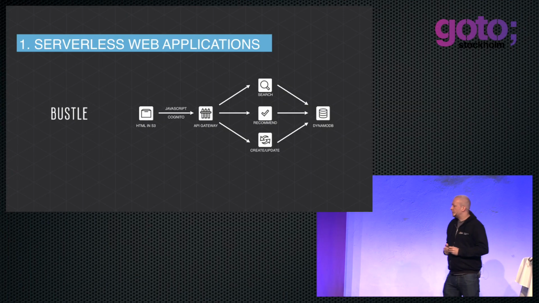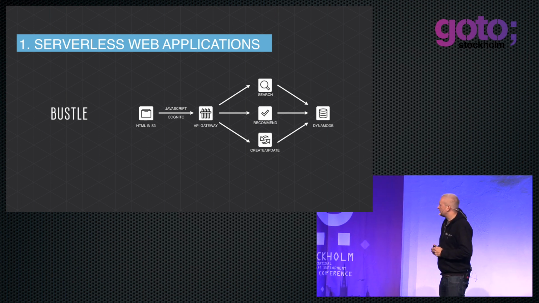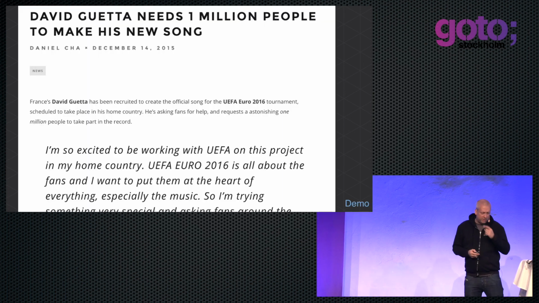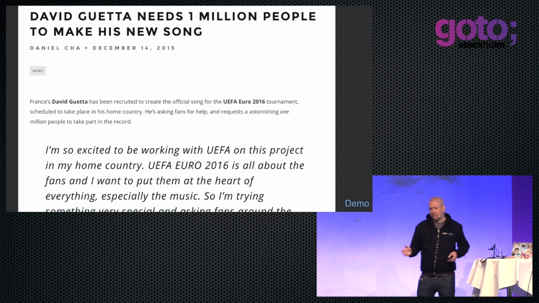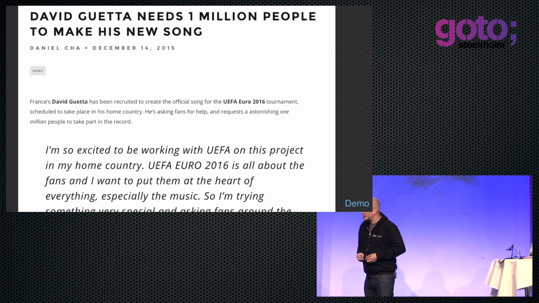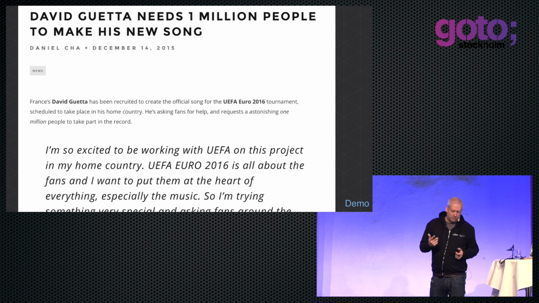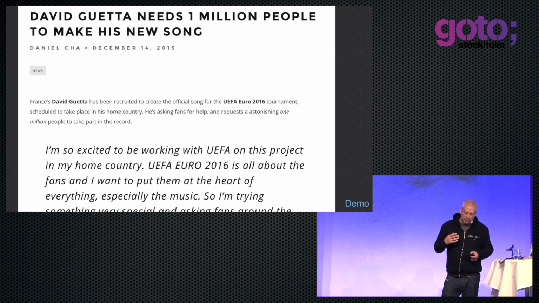And I wanted to spend a bit of time talking about one specific example of a serverless web application that is built on Lambda. Not this one. This is another example from the US, but this one. So probably everybody here has heard of David Guetta. He's a French DJ, and he's working in partnership with UEFA, the European governing body for football, obviously, to produce a track, so a record, for the Euro 2016 championships this summer, okay?